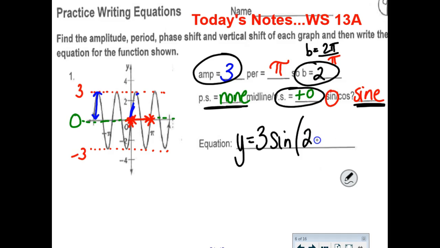I'm just going to write my variable next. I don't think it specifies what variable they want, so if you want to get fancy, you use theta. And there's no phase shift, so I closed it off. And then if you want, you can say plus 0 off to the side, but obviously that's not going to be necessary. That wasn't too bad.